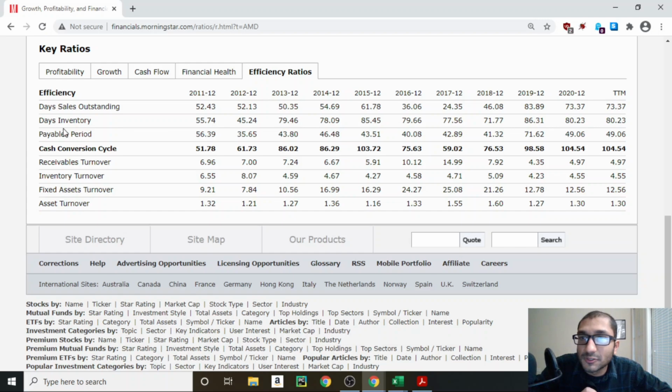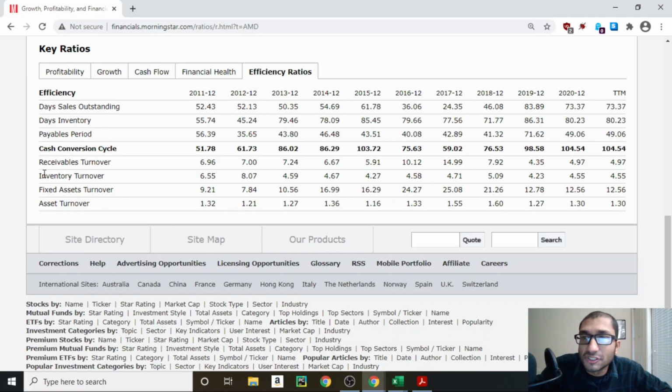Next, looking at the payables period. This number gives an idea of how many days the company takes to pay its suppliers. Back in 2011, the company took about 56 days to pay its suppliers, and for the year 2020, it's about 50 days. Over the past 10 years, the company's payables period has stayed fairly consistent, except for one year back in 2019 when it jumped all the way to about 72 days.